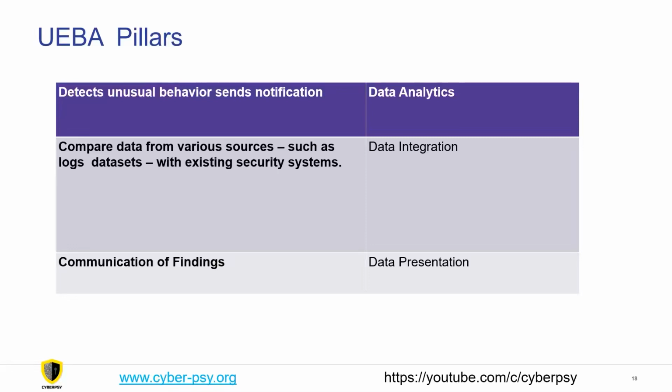Second is data integration. That means UEBA systems are able to compare data from various sources, such as logs, captured data, and other data sets, with existing security systems. And data presentation is the third: the process through which behavioral analytics systems communicate their findings. This is done by issuing a request or sending a notification to a security lead to investigate the unusual behavior and its root cause.